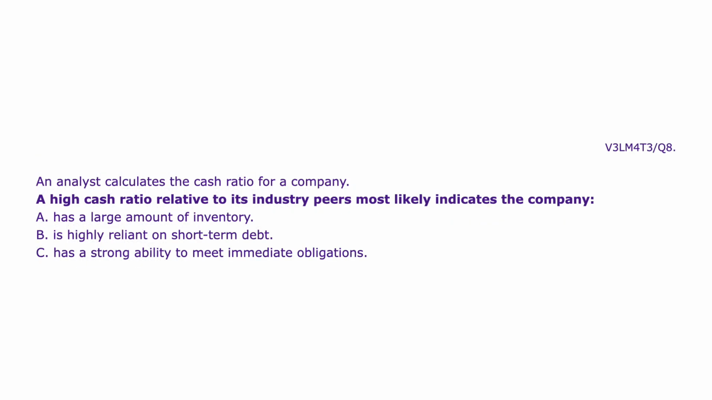An analyst calculates the cash ratio for a company. A high cash ratio relative to its industry peers most likely indicates the company A. Has a large amount of inventory. B. Is highly reliant on short-term debt. C. Has a strong ability to meet immediate obligations.